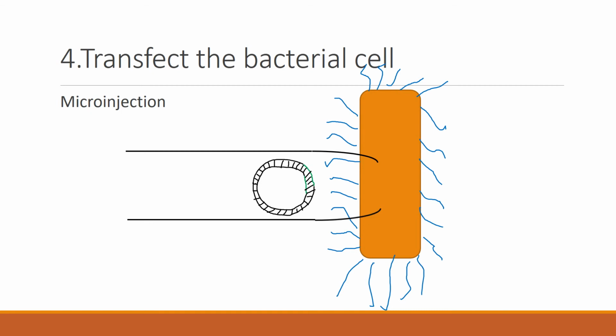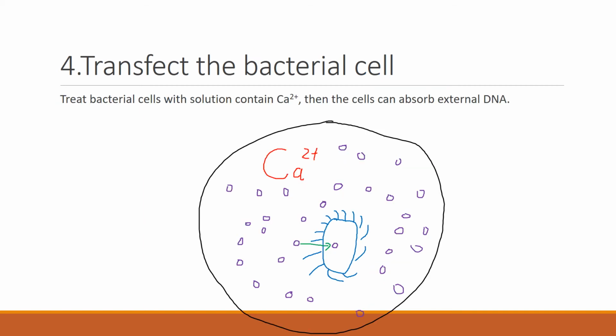After these steps, modified plasmids are ready to transfect to the bacteria. There are two widely used methods to transfect the bacterial cell. One is known as microinjection. This means to insert the modified plasmids into the cell directly with the help of light microscopy. The other requires the cells be treated with a solution which contains calcium chloride. Then the competent cells are ready to absorb the modified plasmids.